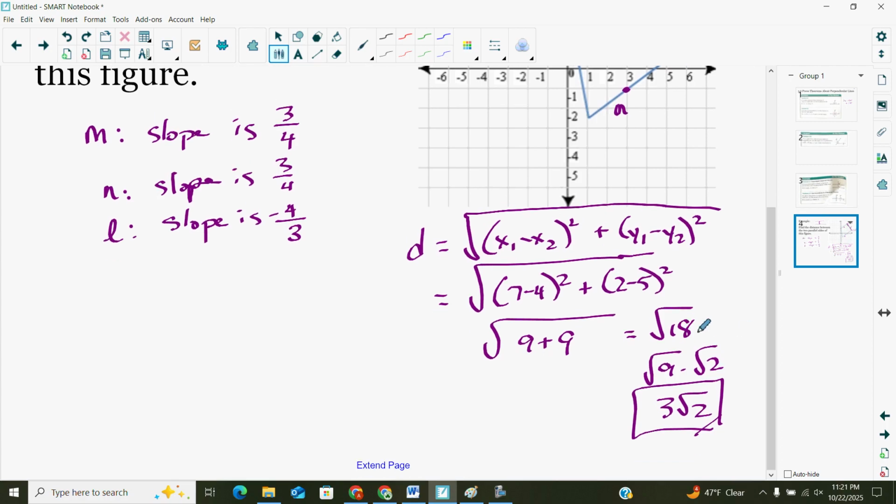You could get an approximation of that. We know it's between square root of 16 and square root of 25, so between 4 and 5.